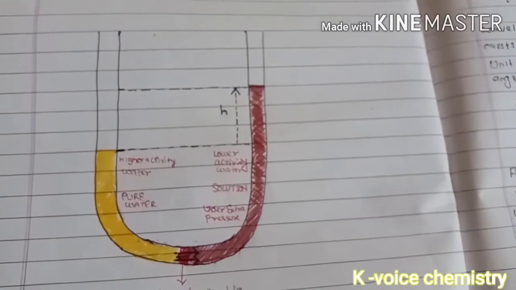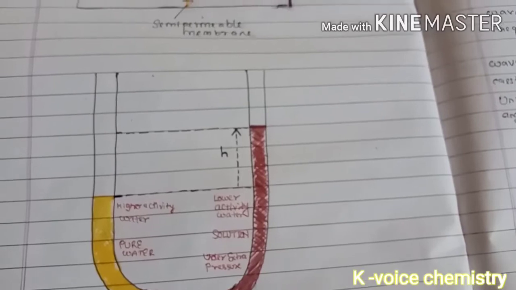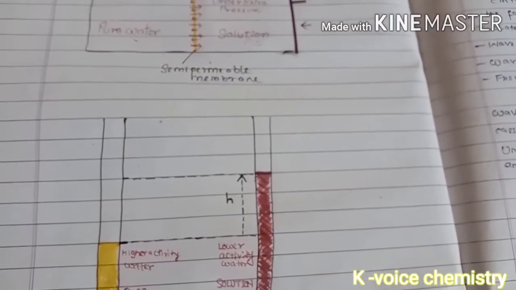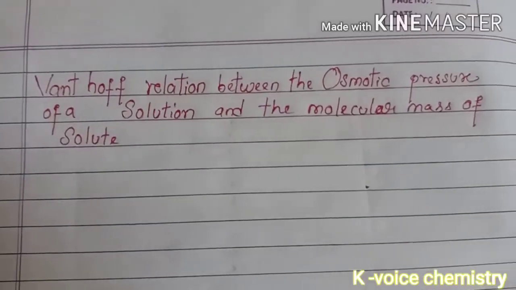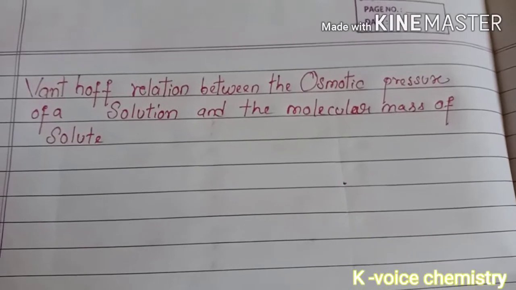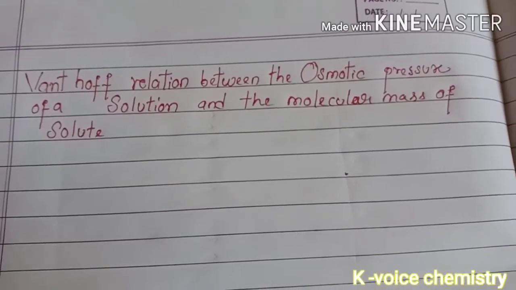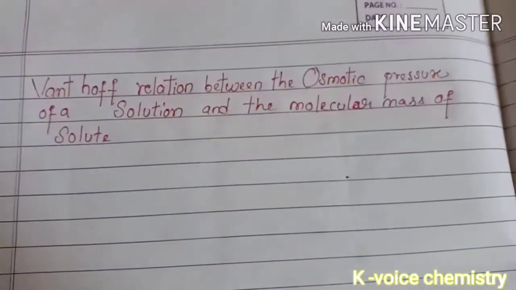Okay, so now let us derive the Van 't Hoff relation between the osmotic pressure and the molecular mass of the solute. Let us begin. So here we are going to determine the Van 't Hoff relation between the osmotic pressure of a solution and the molecular mass of solute. So Van 't Hoff is a scientist.